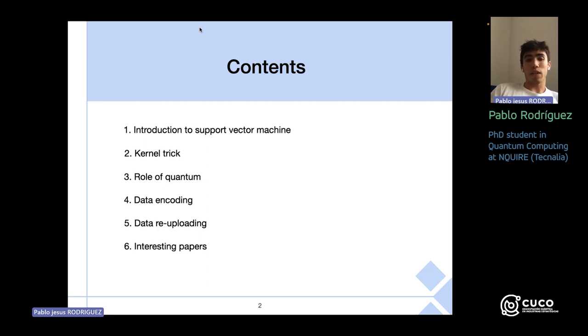We will talk about data encoding and how it is related to the quantum support vector machine. In particular, we will focus on data reuploading and try to motivate why this is so important. And finally, we will comment on some interesting state-of-the-art papers, which I consider crucial in this field.